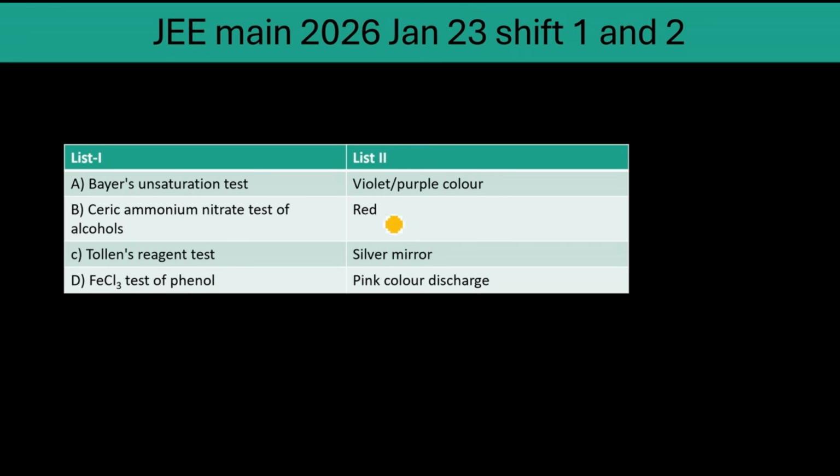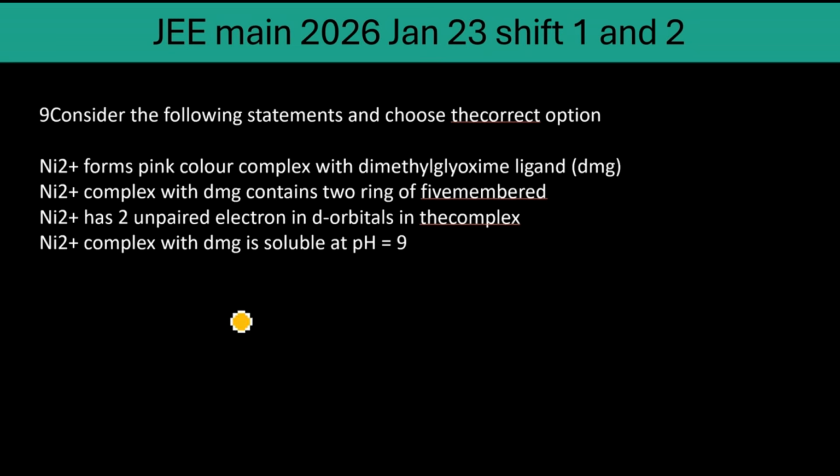The next one, Baeyer's unsaturation test, ceric ammonium nitrate test of alcohol, Lucas reagent test. So if you know at least the Lucas reagent test, match that and then come to the other tests. FeCl3 test for phenol, that will give you purple or violet color, right? And then pink discharge will be there for Baeyer's unsaturation test. Correct. KMnO4 by adding it, it will go away, decolorizes. And ceric ammonium nitrate test, that will be red.